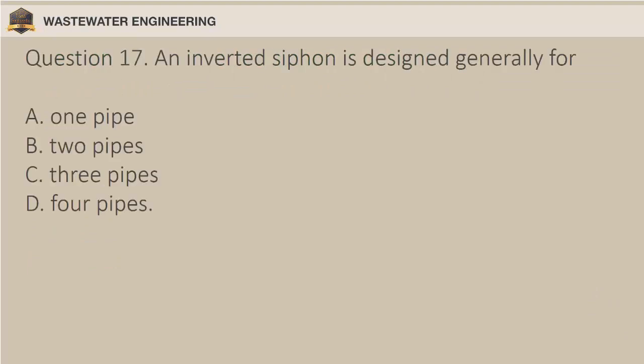Question 17. An inverted siphon is designed generally for A. 1 pipe. B. 2 pipes. C. 3 pipes. D. 4 pipes.